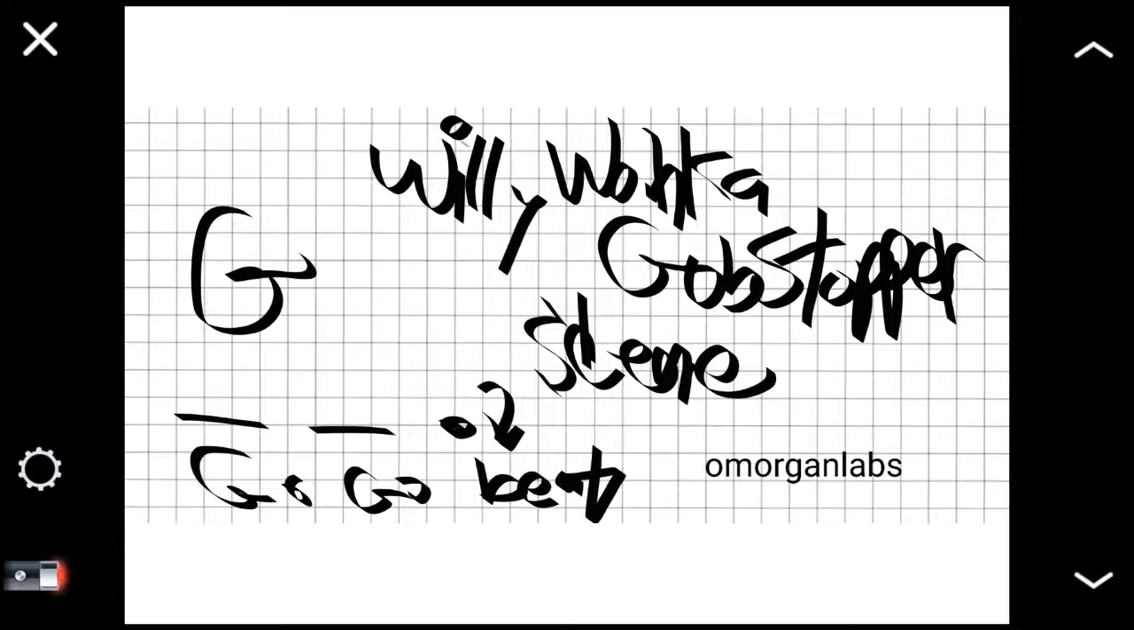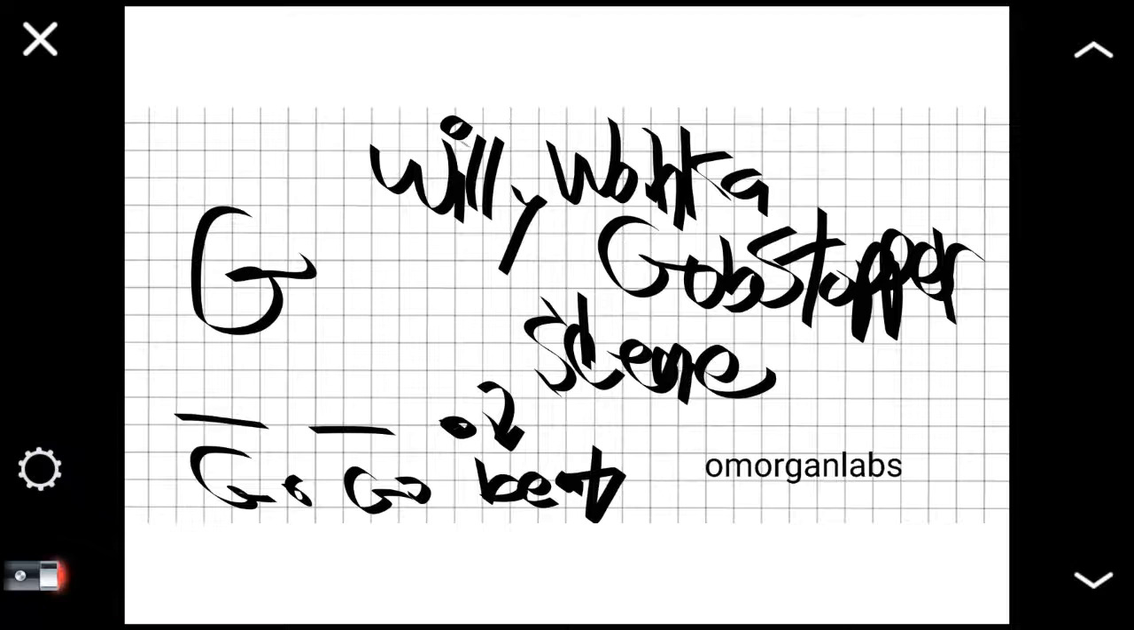G, Willy Wonka. You're in the scene where he's making the gobstopper, and in the background, his machinery is going da da dit, da da dit, da da dit. So that's how I remember G.